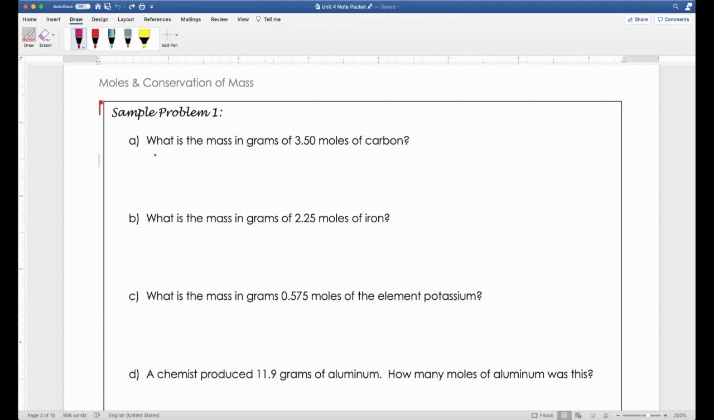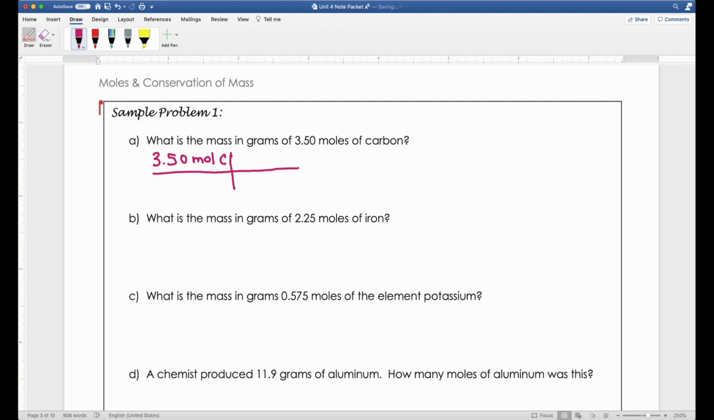Of course, just like if you were doing dimensional analysis, you do want to write down what you want to convert first. So we are going to convert 3.50 moles of carbon.